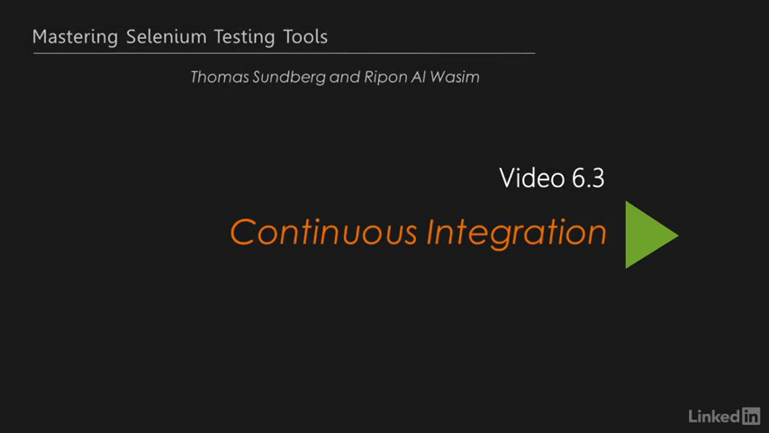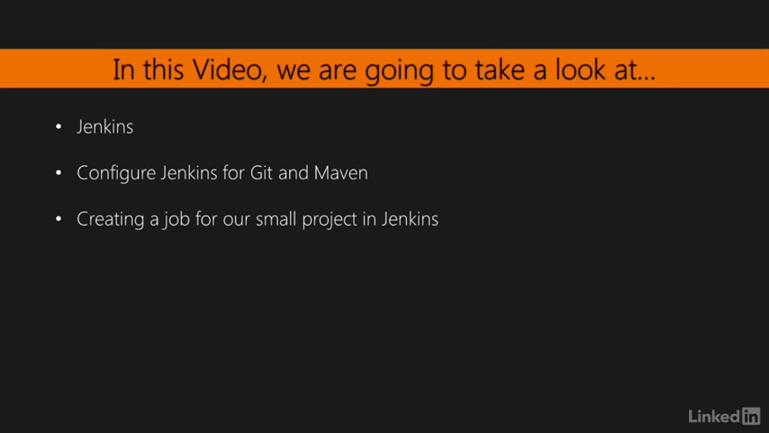Welcome back to video 6.3. In the previous two videos, we set up a small project. It almost doesn't do anything at this point, but it will soon do a lot. This may be a good time to introduce continuous integration, CI, which is the topic of this video. In this video, we will make the Jenkins for our small project.